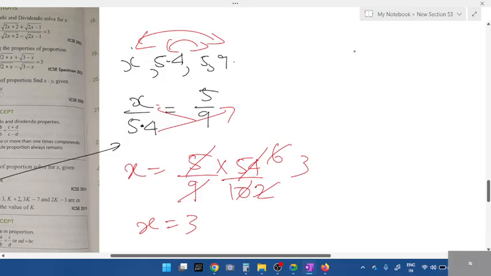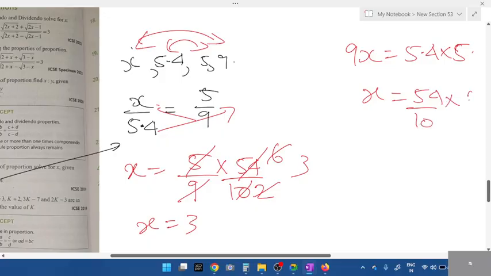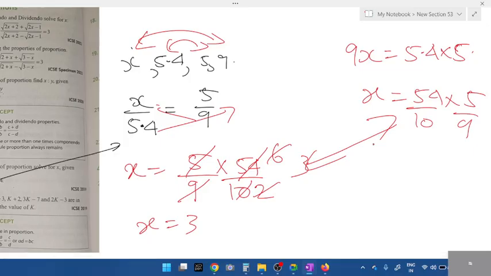If not, componendo dividendo: 9x is equal to 5.4 into 5. X is equal to 54 divided by 10 into 5 divided by 9. You get the same equation. Very simple chapter. It only depends on how you attend, the way you understand the concept and attend.